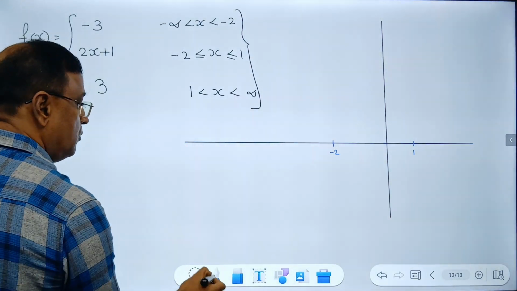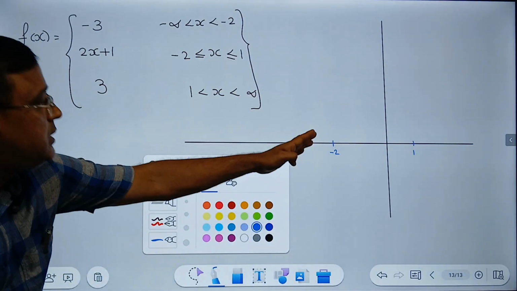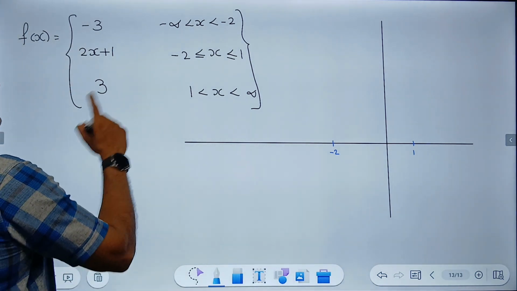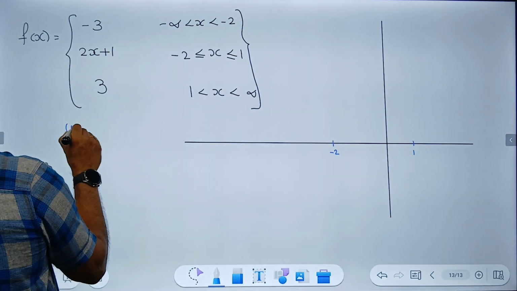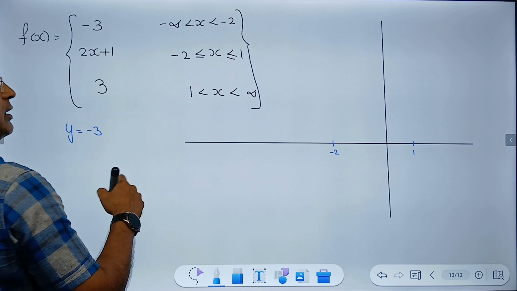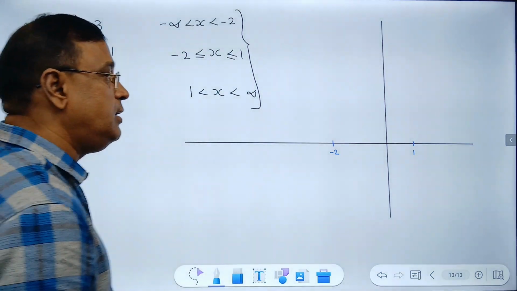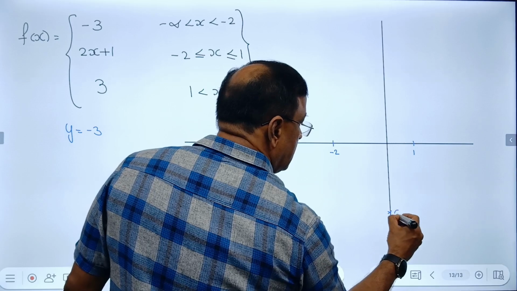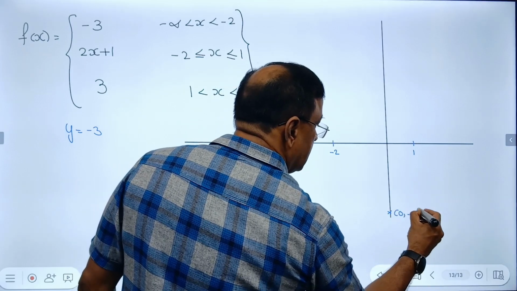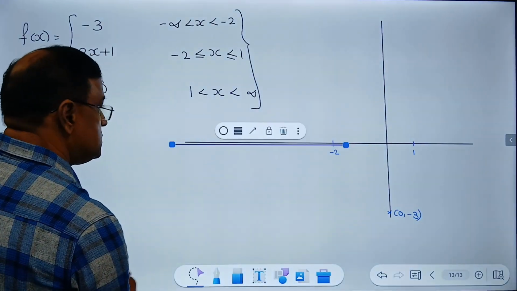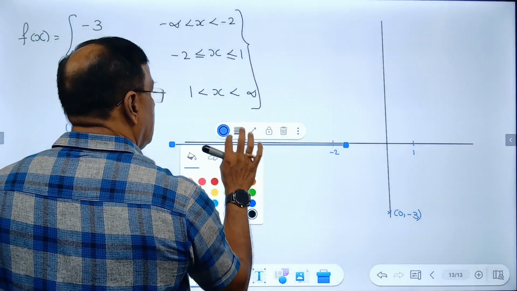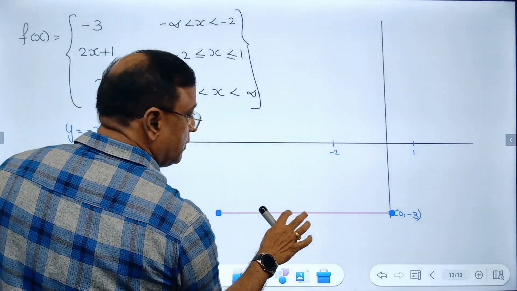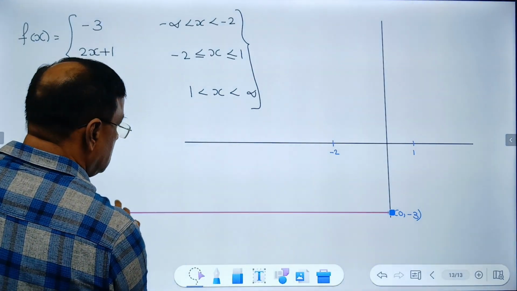Okay. Now what is the first part? x less than minus 2. The function is y equal to minus 3. What do you mean by y equal to minus 3? y equal to minus 3 is a straight line parallel to the x-axis through 0 comma minus 3. So this is where I have 0 comma minus 3. Okay. So now this is the line. Let me give it a red color. So this is the line.